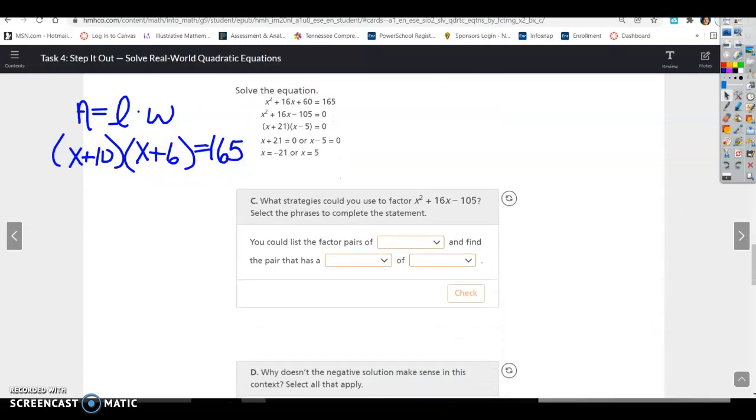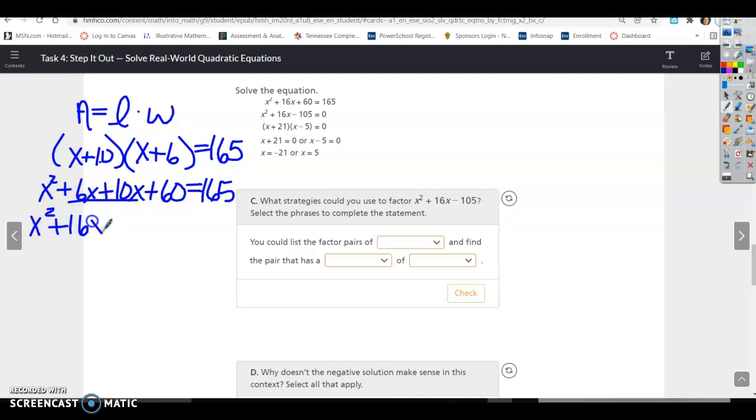All right, so it says solve the equation. Okay, so we're going to solve the equation. Basically we start by putting the left side in standard form. So we're just going to distribute, multiply these together. x times x is x squared. x times 6 is 6x. 10 times x is 10x. And 10 times 6 is 60. All right, once we do that, we have like terms that we can combine. So we have x squared plus 16x plus 60 equals 165.